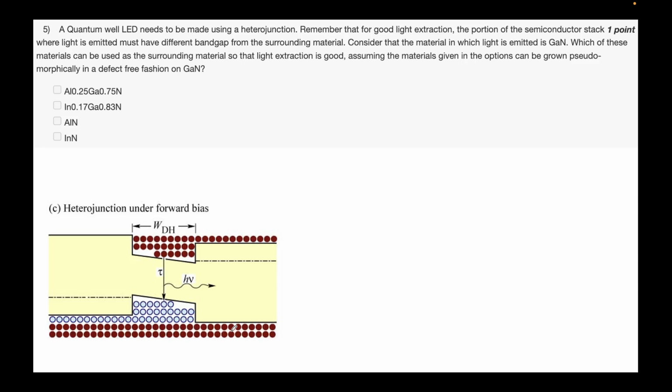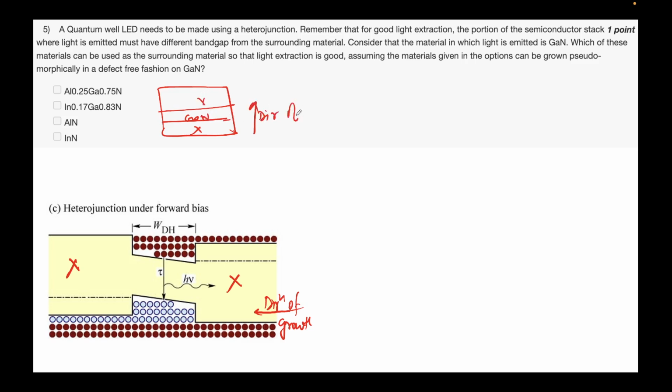Okay, so what we have noticed is that first thing, this mysterious material X, so you can see this is the direction of growth, which I have denoted something like this: X, GaN, and then X again. This was the direction of growth.